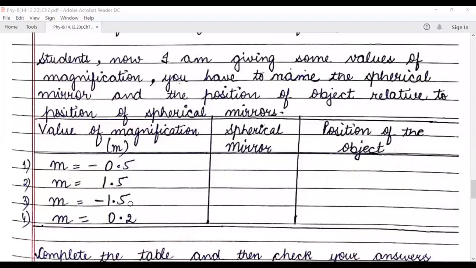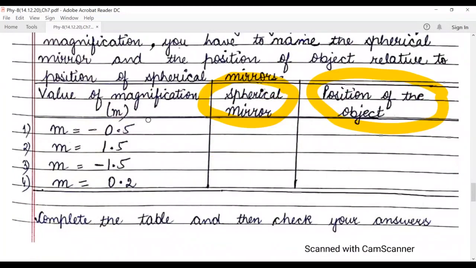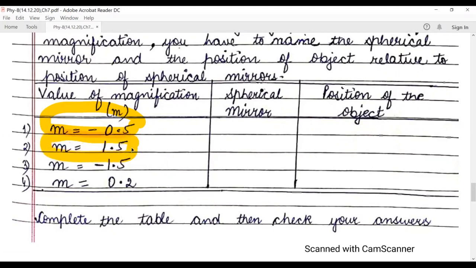Yes, students. Now, in this part, I'm giving you some values of magnification. You have to name the spherical mirror and the position of the object relative to the spherical mirror. So in this table, you can see the values of magnification given as -0.5, 1.5, -1.5 and 0.2. So there are 4 parts, 4 different values of magnification. First, magnification is -0.5. Second, magnification is +1.5. Third, magnification -1.5. And fourth, magnification is equal to 0.2.